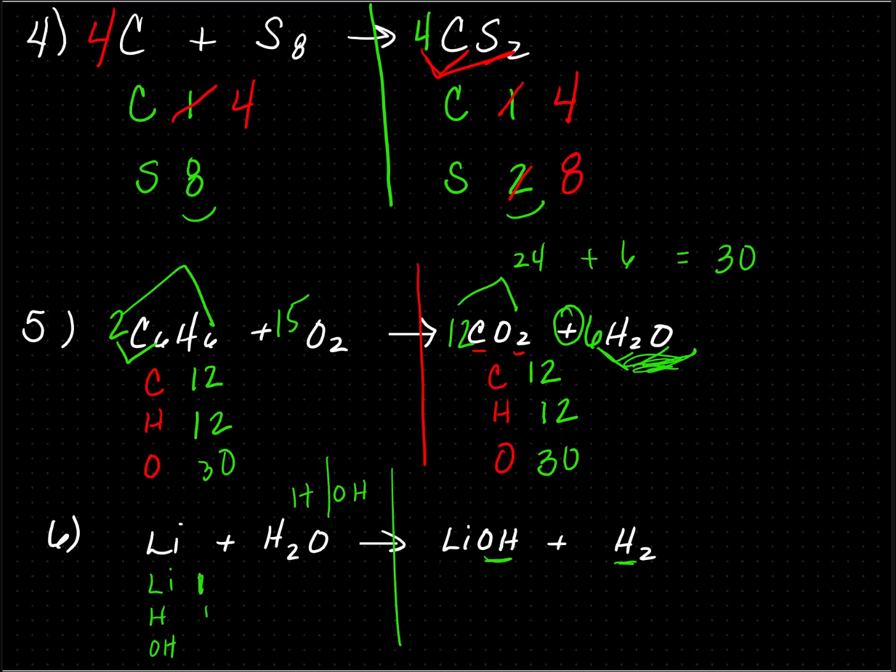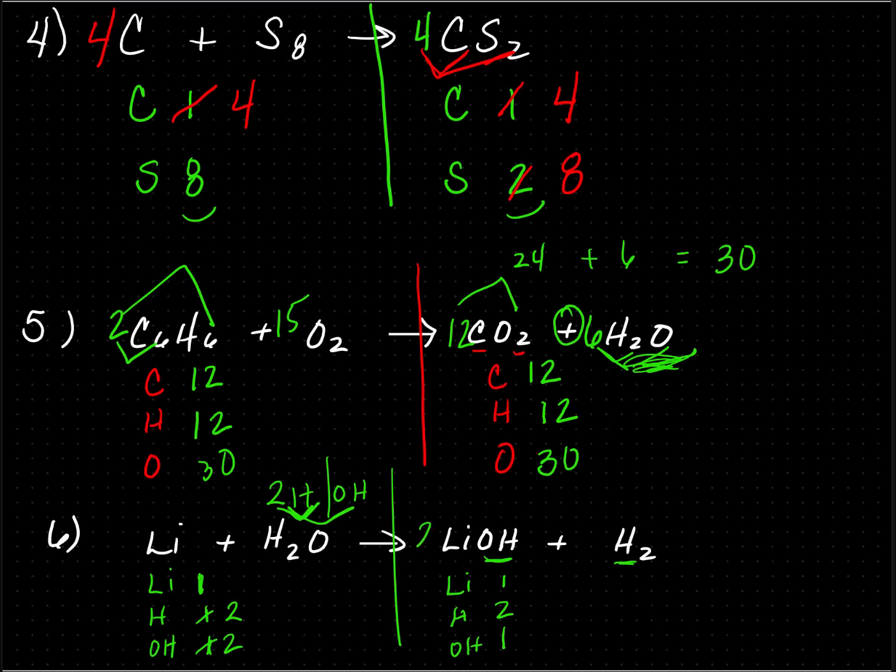On the opposite side, repeat the procedure. Lithium, there's 1 hydroxide, 2 hydrogen. My hydrogens are not balanced, so I need a 2 in front. When I put a 2 in front, there is 2 hydrogens. There are 2 hydroxide. My hydrogens are balanced, but my hydroxide are not, so I need to put a 2 in front of lithium hydroxide.